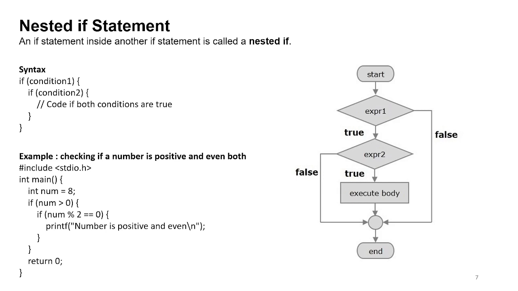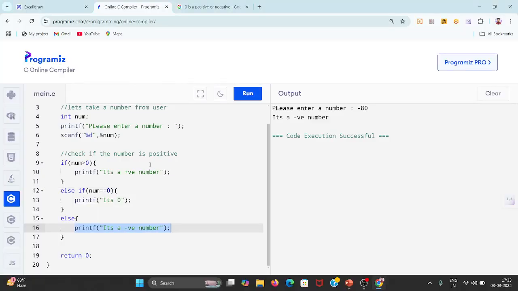Okay, now let's discuss the example. Checking if a number is positive and even, we have to check both. So at first we have to check if it's positive, then we also have to check if it's even. Let's go to that simple program.